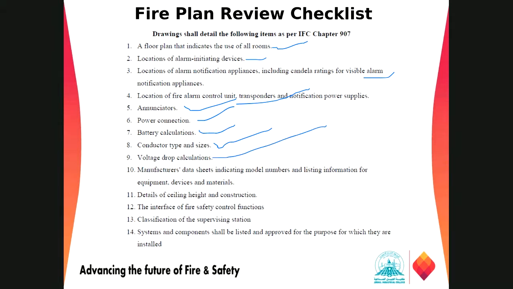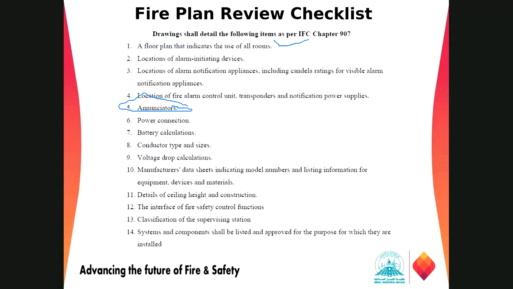So these requirements are a must. You have to ask for all those plans. The first one we need, right, is a must, the first, second, third, fourth. The fifth one is optional. If they are providing the annunciators, it's okay. Otherwise, it's an optional one. Then the power connection you need, the battery calculation we need, the conductor type and size, voltage drop calculations, the manufacturer data sheet, right? The model number, listing of equipment and all we have to take from the designer or from the one who is submitting the plan.